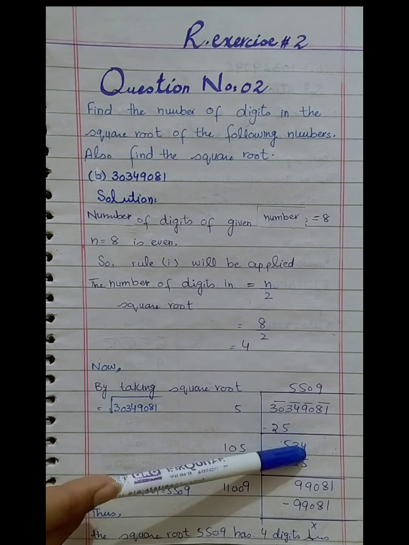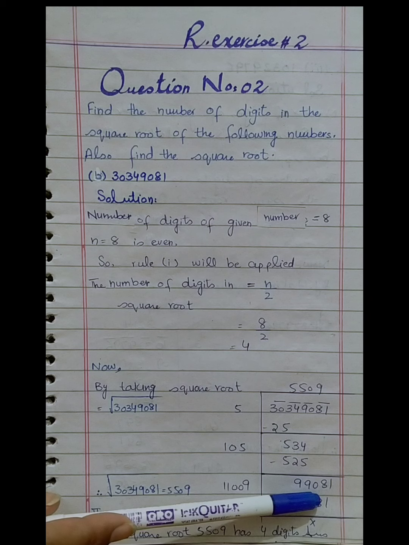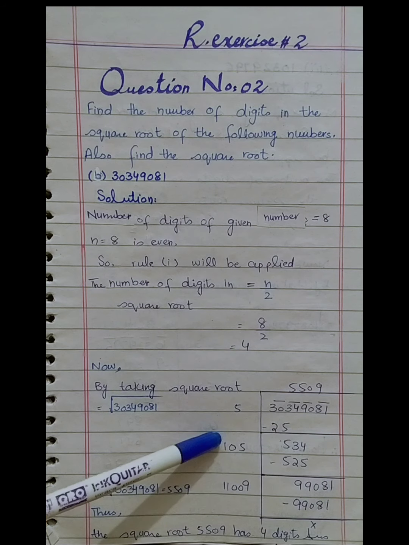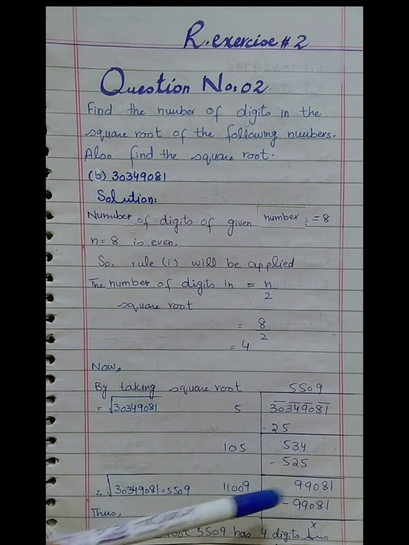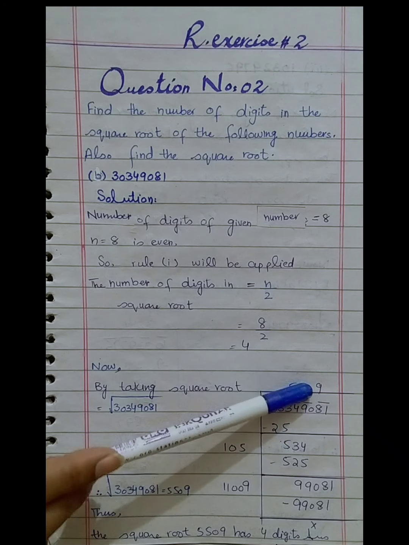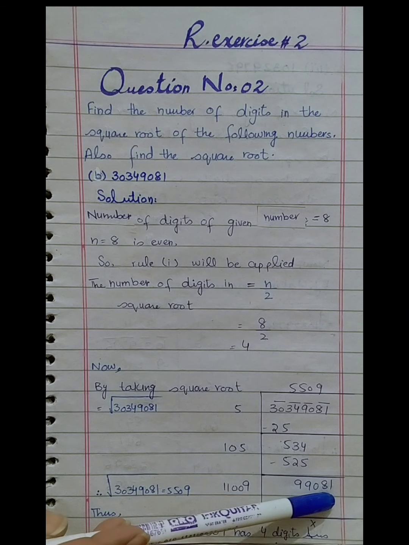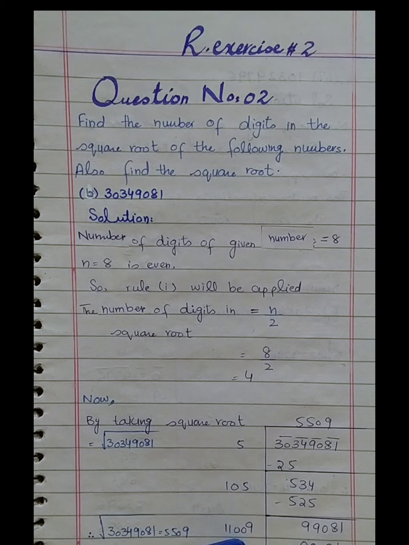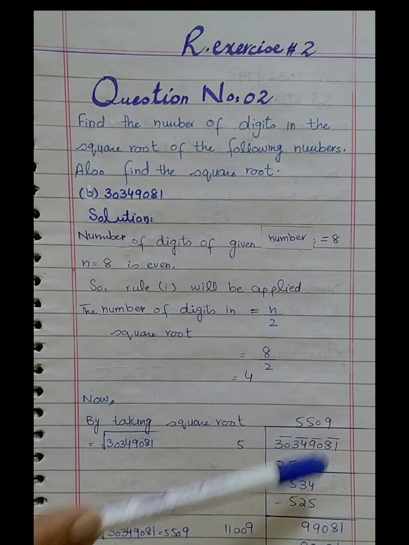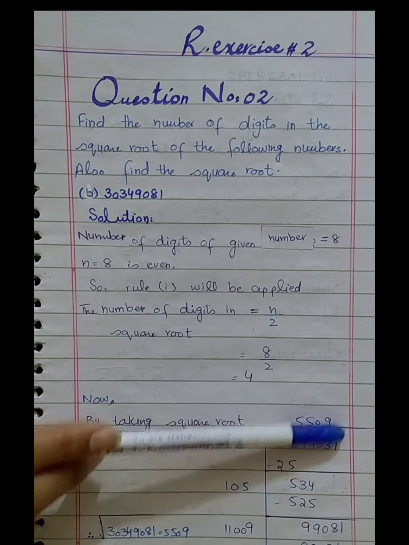Then bring down the next pair, which is 90. So the value becomes 990. But we see that this value is less than 1010. So we take another digit and place 0 as quotient and divisor. So the value becomes 99,081. So double the value 50, which is 100 now, and the value becomes 11,009. So multiply 11,009 with 9 and we get 99,081. So this is a 4-digit square root.